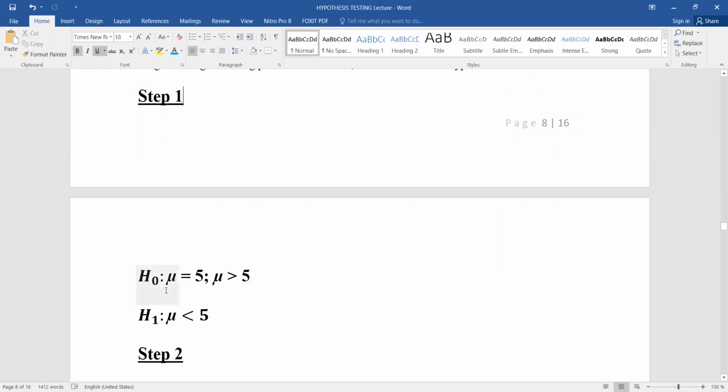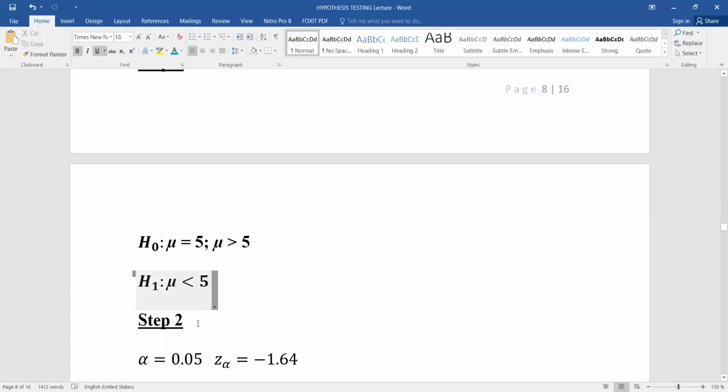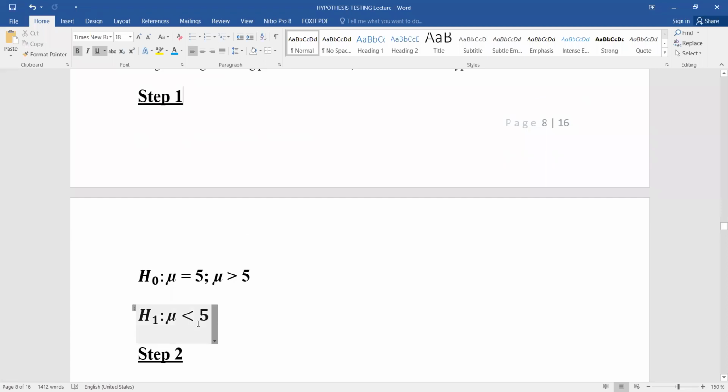This is the first hearing: mu is equal to 5. Alternatively, mu is greater than 5, because they're moving in different directions. Then the second hearing: mu is less than 5. The second step is to get the value from the table.